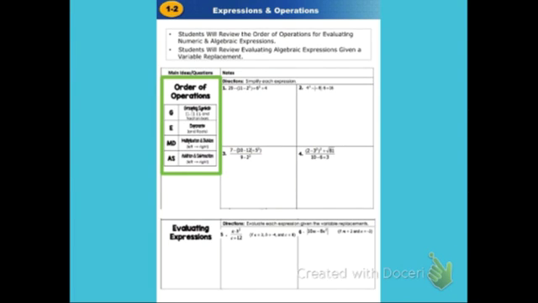It's Mrs. Brunk again, and today we're going to be looking at expressions and operations. And basically we're going to be reviewing the order of operations for evaluating expressions. We're also going to be looking at simplifying expressions by adding like terms.